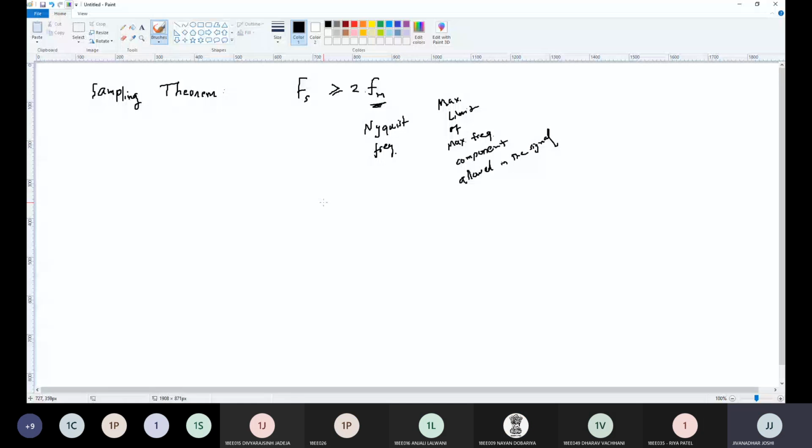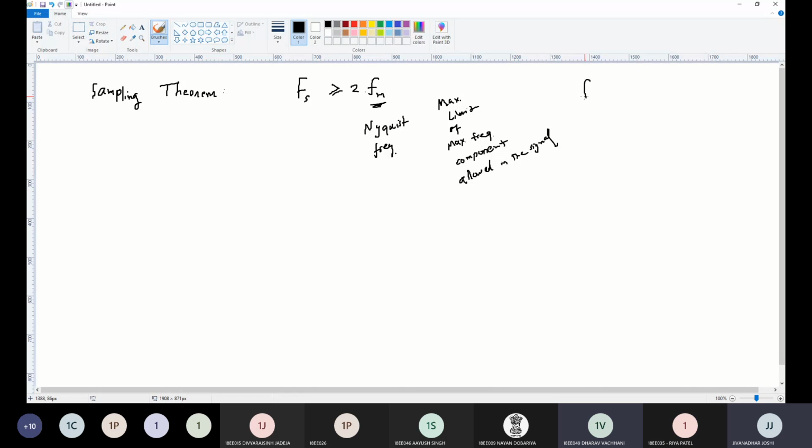Not so much is written on the board. So now you can understand. See, FS is greater than or equal to 2 times FM. Whatever I have just spoken, all of that is written on the board. So this particular FM is the maximum limit. You don't expect any frequency component with a frequency higher than FM. FM is the maximum frequency component we are assuming. Do you understand? Say yes or no.